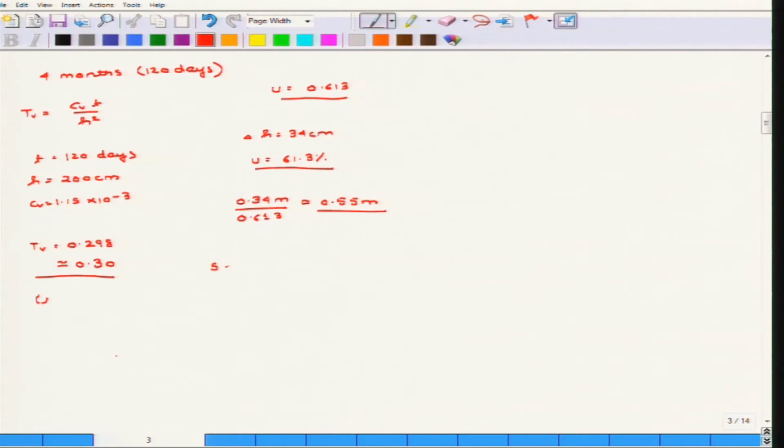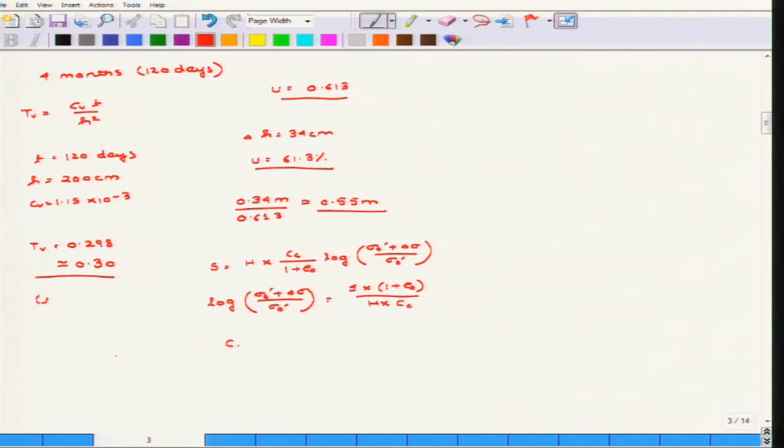So, now moving back to the previous formula for the settlement, we know that S equals H into Cc by 1 plus e naught into log of sigma naught dash plus del sigma by sigma naught dash. This is the formula for settlement if you ignore the pre-consolidation settlement, that is, if the settlement is totally due to the virgin consolidation curve. So, in that case, log of sigma naught dash plus del sigma by sigma naught dash would be equivalent to S into 1 plus e naught by H into Cc.